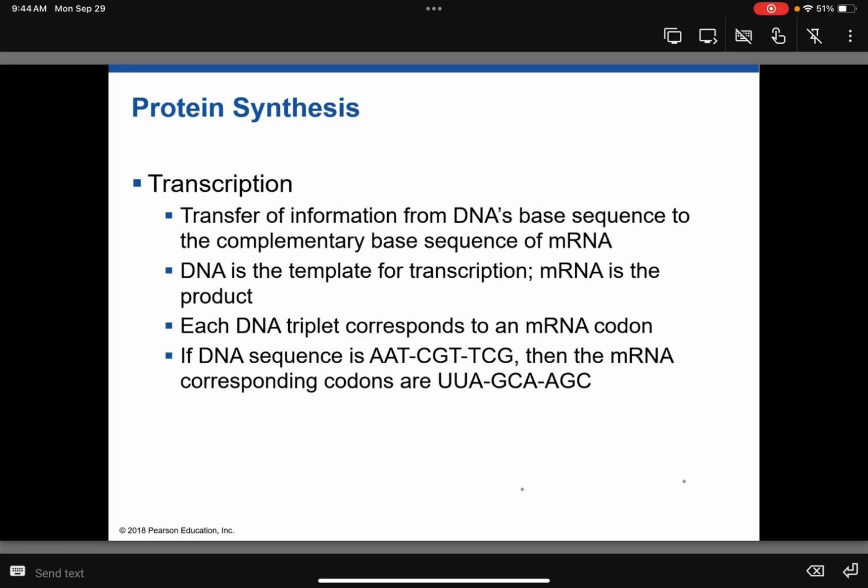And so if our DNA sequence is AAT, CGT, TCG, the complementary mRNA strand or codons then would be UUA, GCA, AGC. And I'm sure you guys remember doing that, right?